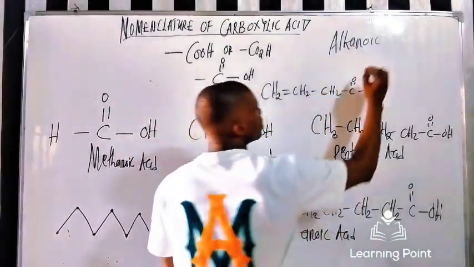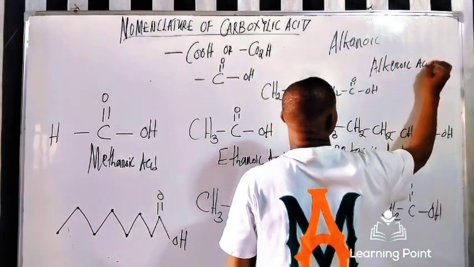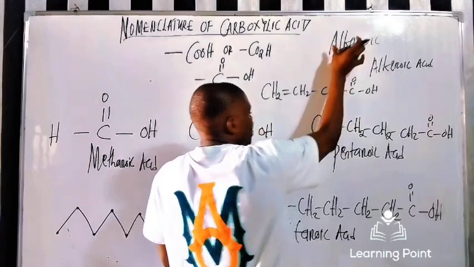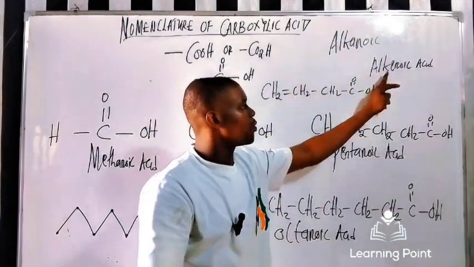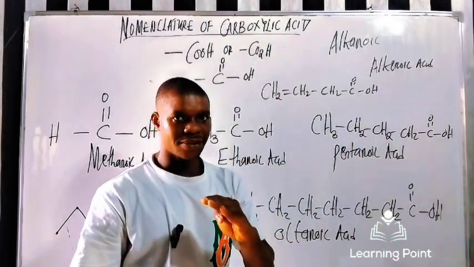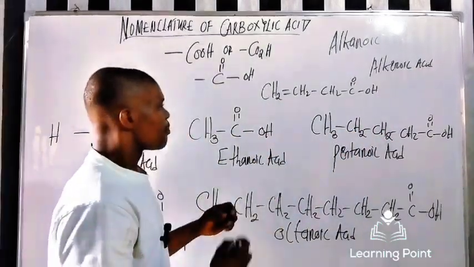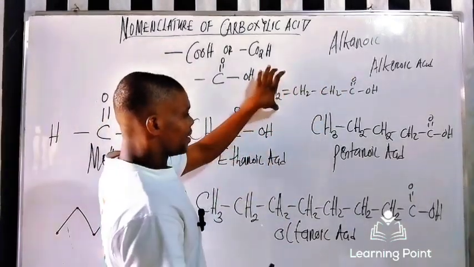So it's going to be alkenoic acid, not alkanoic. Alkanoic acid is when they all have single bonds. But once there is a double bond, it's now going to be alkenoic acid. Do you understand?